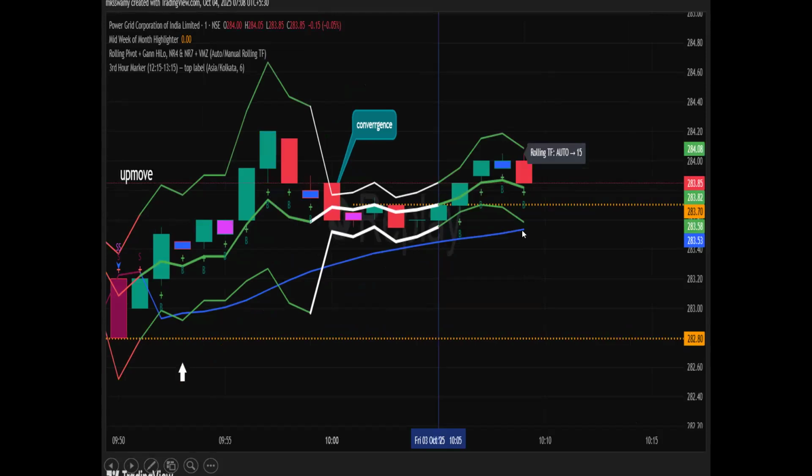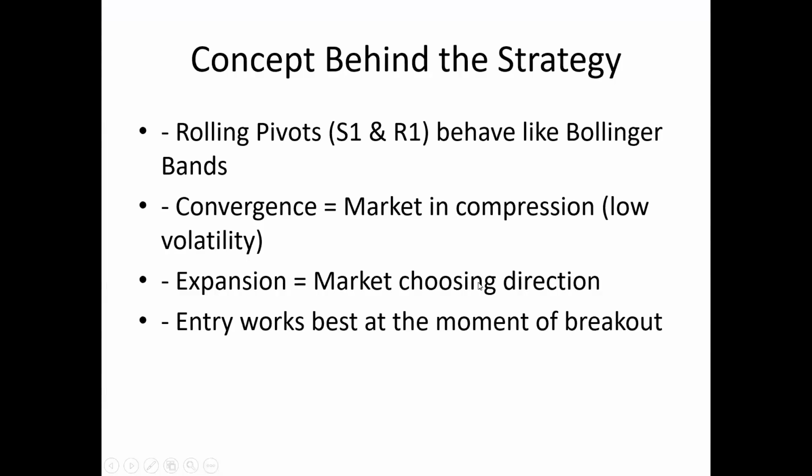Again, after the convergence, it has moved higher, because on Friday the power grid stock rallied up to 293. This is an intraday market going sideways. The concept behind this strategy is that rolling pivots behave like Bollinger Bands, S1 and R1. They will converge.